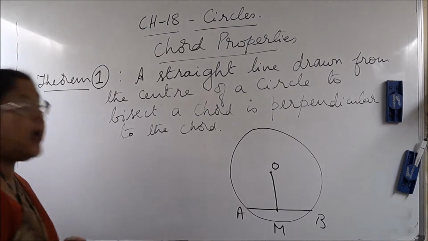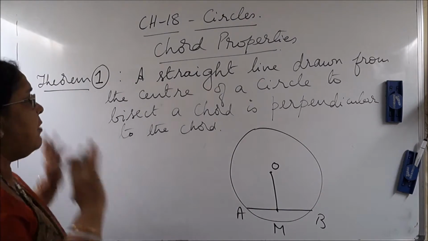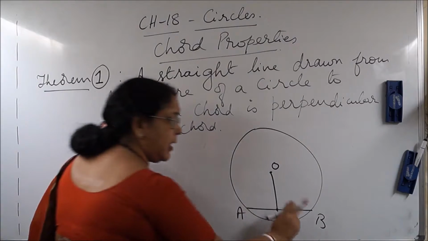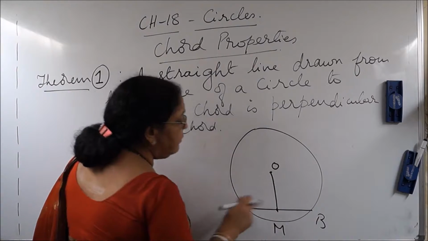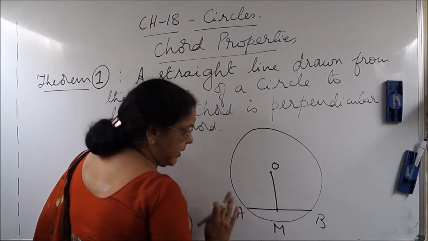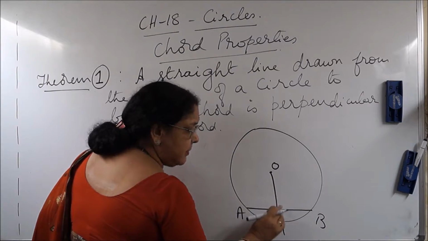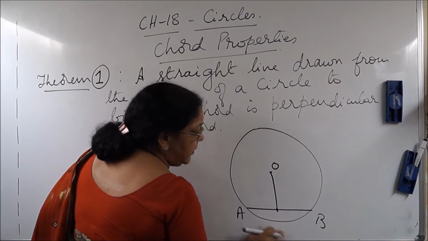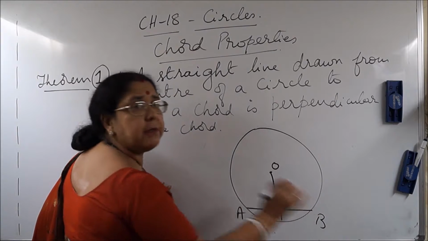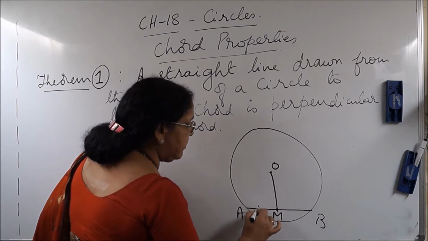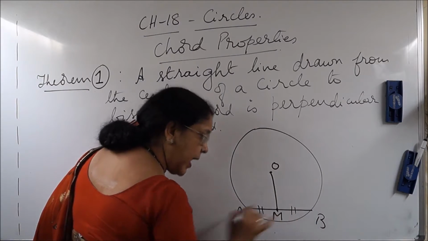So let us first see how it is. We know what we have. We have a chord AB, we have a straight line OM, which is bisecting the chord AB. In other words, M is the midpoint of AB, or AM is equal to BM. You agree? Why? Because M is the midpoint of chord AB. So that means AM is equal to BM we have.